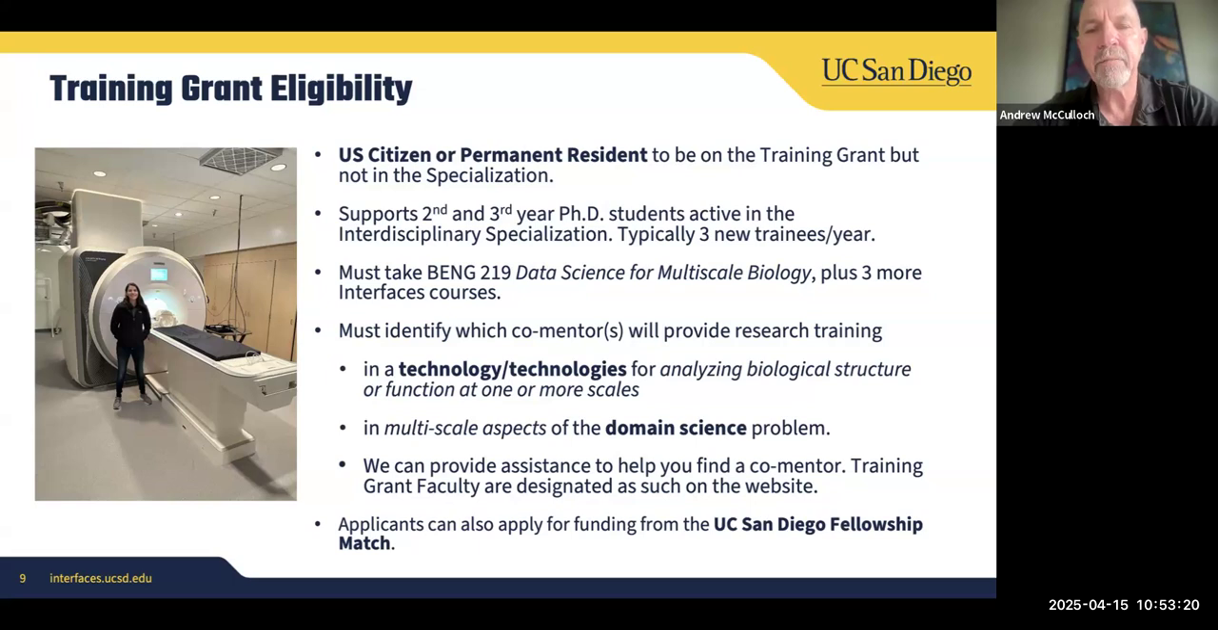Your application needs to explain how your planned thesis research matches the multi-scale theme of the program. And unfortunately, the Institute, since the retirement of the original program director that ran this training grant, has now got a little bit picky about the types of projects that they're willing to support. So what you really need to do when you write your proposal is emphasize the technology and multi-scale aspects of the research.